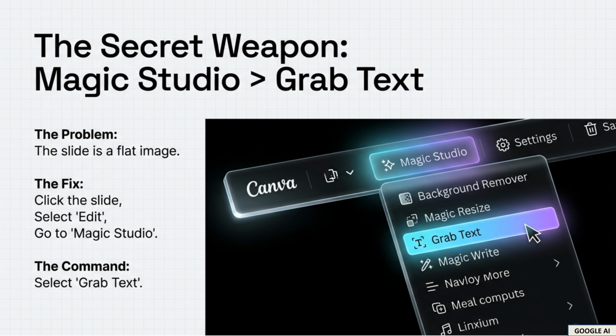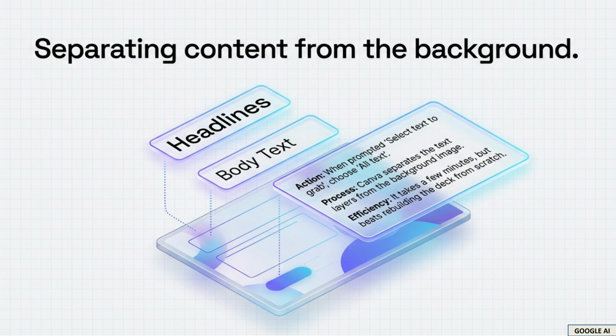The problem is that the slide is a flat image. To fix this, click the slide, select Edit, go to Magic Studio, and then select Grab Text. This separates content from the background. When prompted to select text to grab, choose All Text.